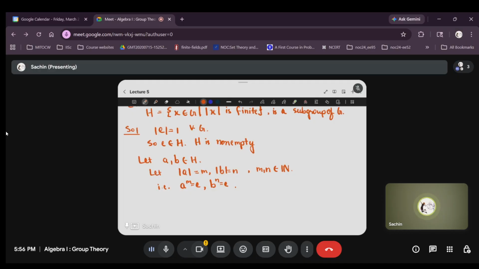So if K is a multiple of M, then it is true that A power K is E. If it's not a multiple of M, then it need not be right. A power M is E, but A power M plus 1 is A. It is not E.